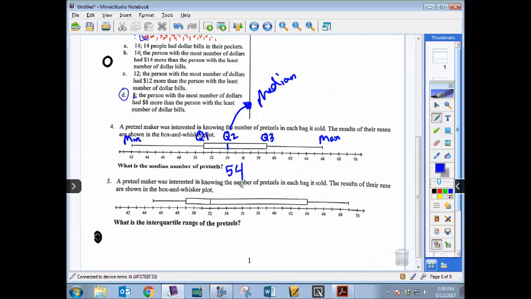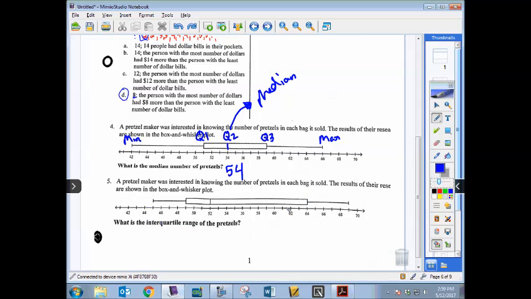Number 5, we have another box plot here. It's asking for the interquartile range. Now remember, that's different than regular range. The regular range of this would be 69 minus 45. This is not going to be that. This is the interquartile range. Remember, we talked about the fact that inter means inside. So we know this is a quartile and this is a quartile. We need to find the range inside the quartiles. That's what that word means when you break it down.